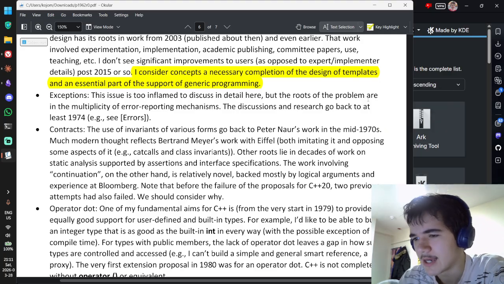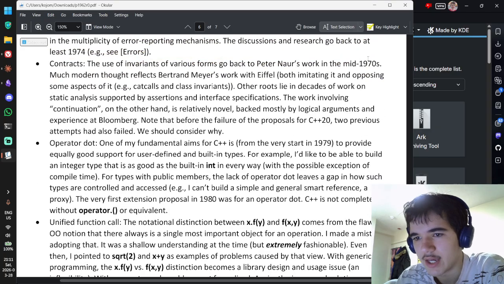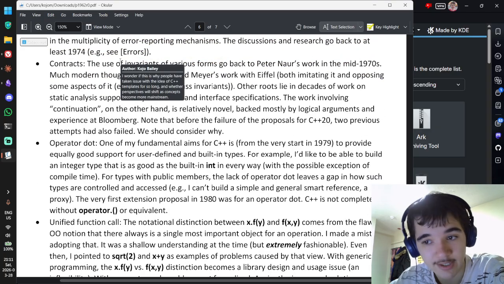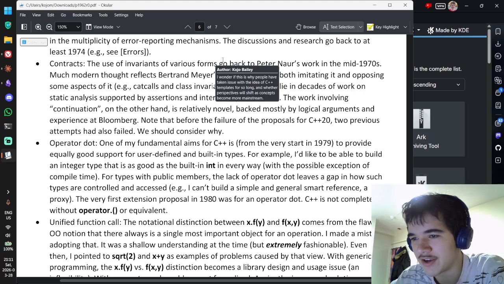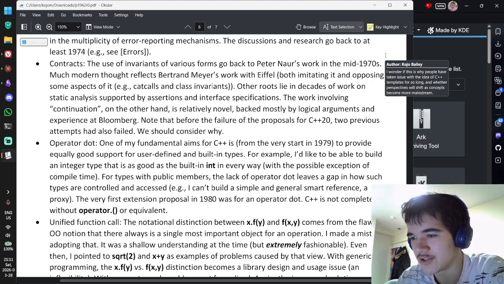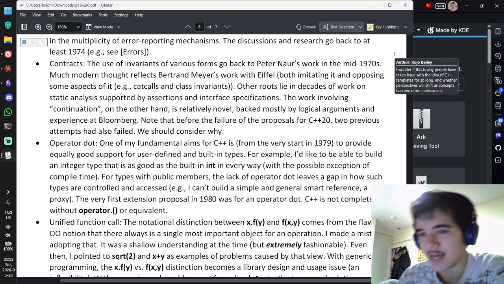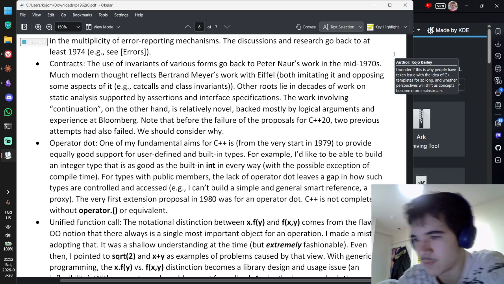Like it's all deep. The discussion and research go back to contracts, which are related to concepts, right? The use of invariants of various forms goes back to Peter Naur's work in the mid-70s. Much modern thought reflects Bertrand Meyer's work with Eiffel.